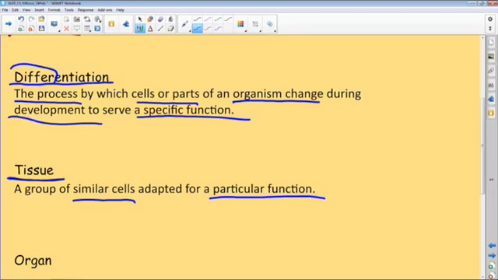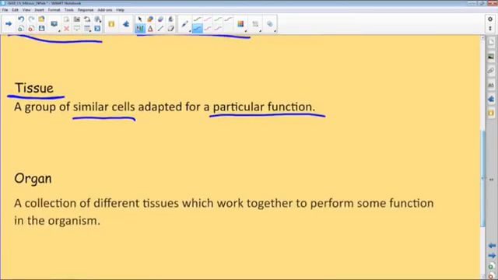Okay, next one we're having a look at is organ. Now, an organ, this is cool.